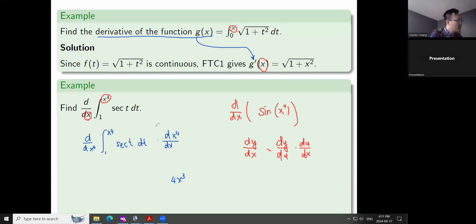Now, what about the front? Notice that in this case the variables are the same, so it doesn't matter where we start. In this case I have secant, so I end up with just whatever is inside secant. But I'm not going to write t in here, because I put in x to the power of 4, times 4x cubed. We put that variable right there to replace my t.